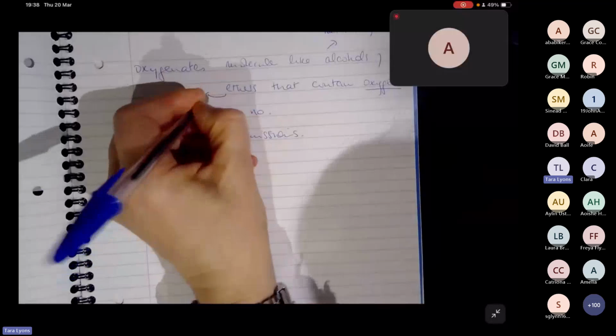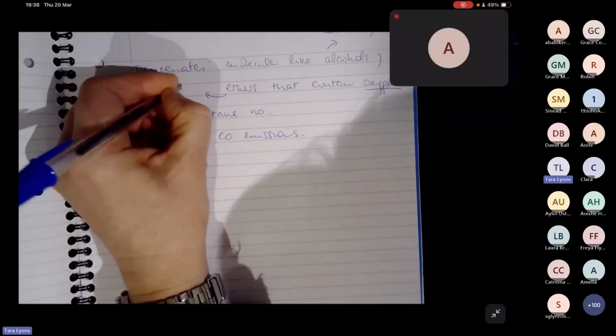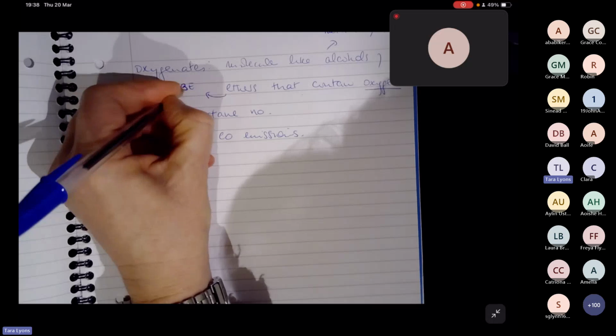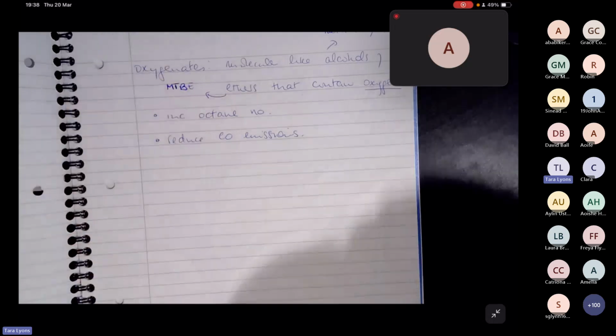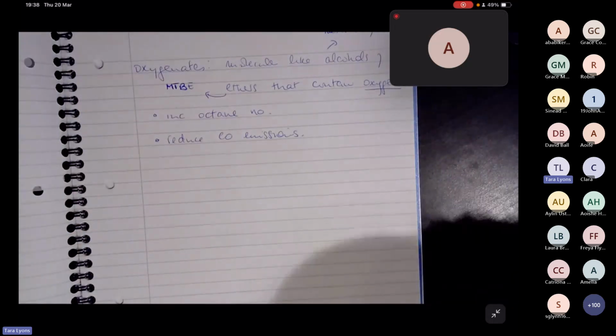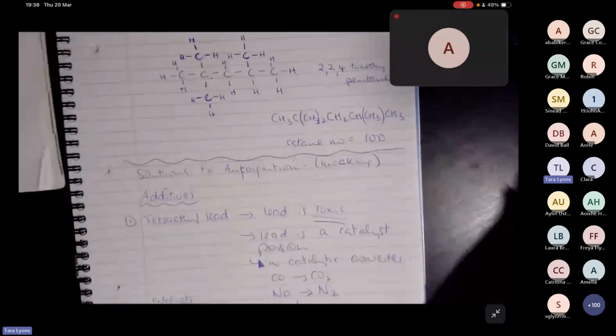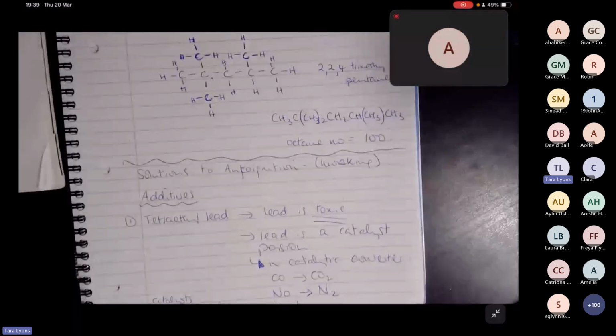If it's ethers, you've got things like methyl tert butyl ether, which we can shorten to MTBE. The full name for that will be in the handout when you get your hands on that. So methyl tert butyl ether will also increase the octane number and reduce the emissions. Now, again, folks, they are additives. You are adding them into the fuel in order to improve the octane number.